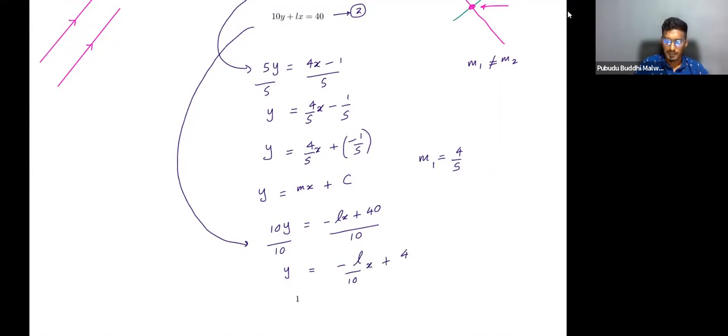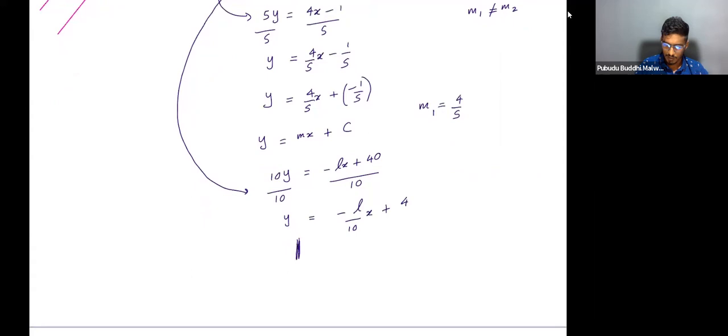So that's the desired form, right? y equals mx plus c or mx plus b. Some people use b, that's fine. So the slope of the second line is minus L over 10. Now, we can also talk about y-intercepts. The y-intercept of the first line is -1/5, and for the second line, 4.